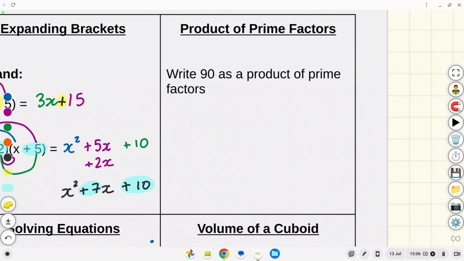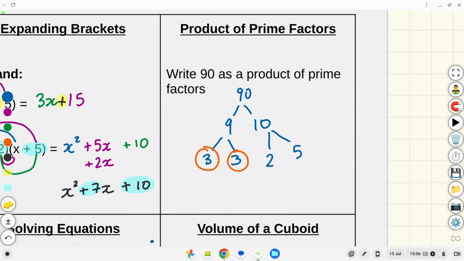Next question, write 90 as a product of prime factors. This is where we do the factor tree and we just break 90 up into 2 numbers that times to make 90. We can just go 9 and 10. It doesn't really matter how you start it. 2 numbers that times to make 9 are 3 and 3. And because they're prime, I'm just going to circle them. And then we can come over to 10, and 10 can be made from timesing 2 and 5 together.